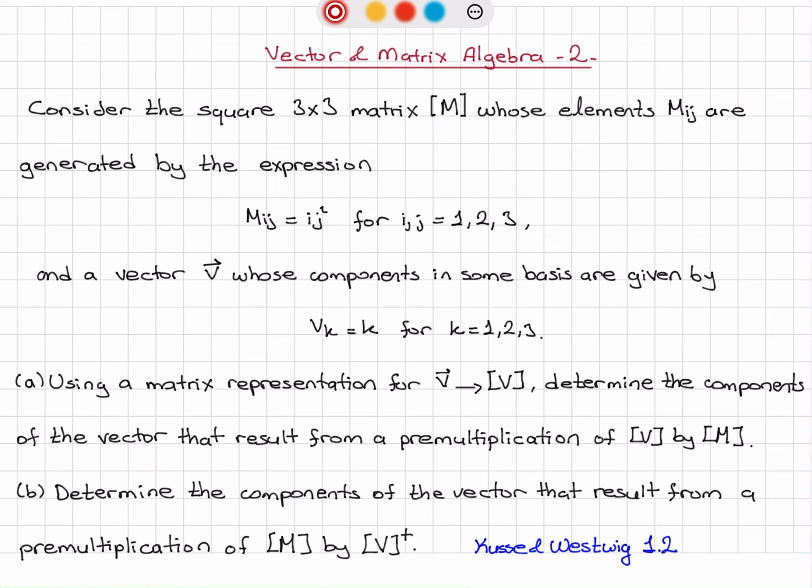Part A, using a matrix representation for the vector v, determine the components of the vector that result from a pre-multiplication of v by M, and B, determine the components of the vector that result from a pre-multiplication of M by transpose of v.